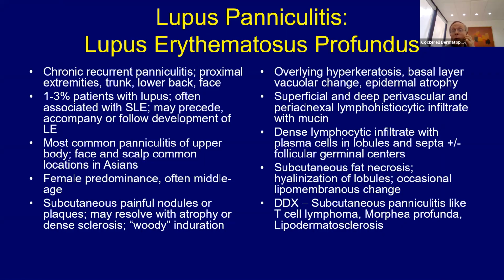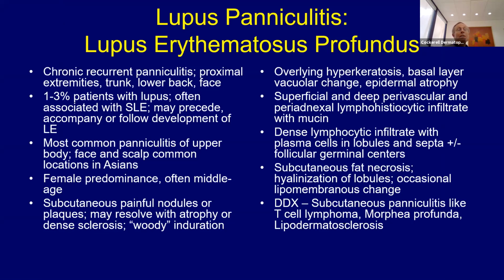Okay, another one that's important, lupus profundus. This is one that your board exam will probably ask you about. Chronic recurrent panniculitis. This is the most common panniculitis of the upper part of the body. It can involve the legs and lower extremities. If it does, it likes the thighs more than the calves and the pretibial area, but it also likes the arms and the face.